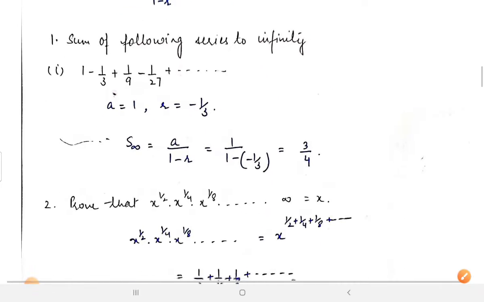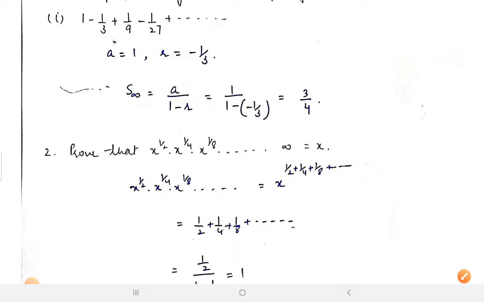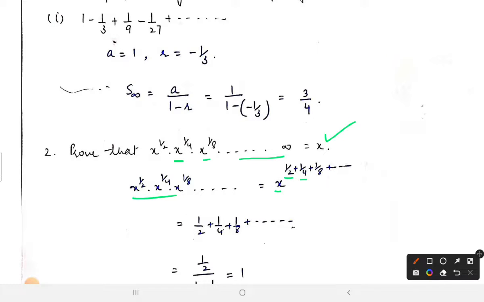Next question is, prove that x raised to power half, x raised to power 1 by 4, x raised to power 1 by 8 up to infinity is equal to x. So let us first write this as x raised to power. Now the base is the same for all, that is x. Therefore in multiplication the powers will get added. So we have half plus 1 by 4 plus 1 by 8 and so on. This expression is a geometric progression. Let us check: 1 by 4 divided by 1 by 2, so the common ratio is 1 by 2.